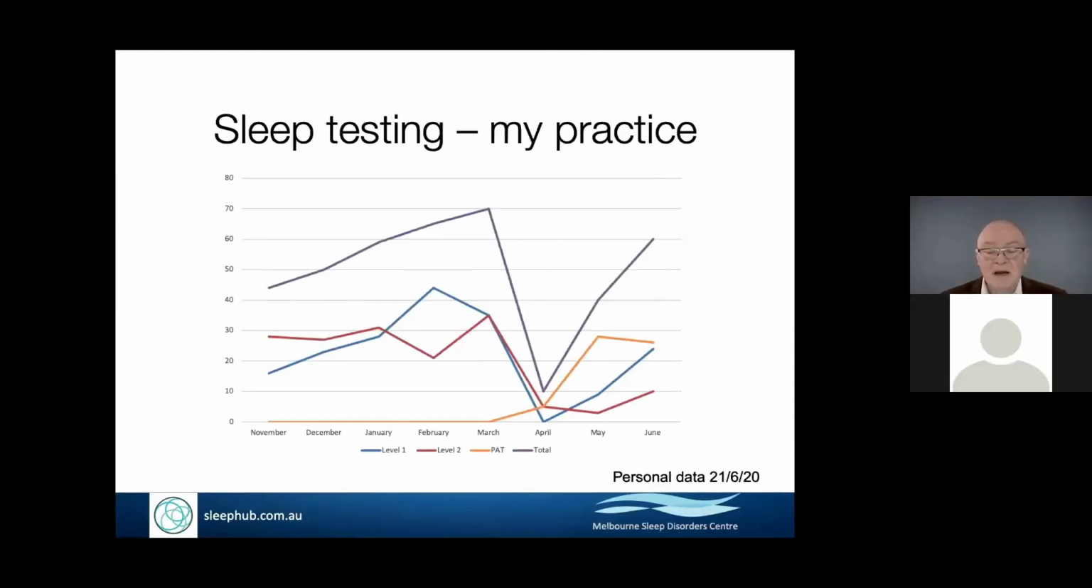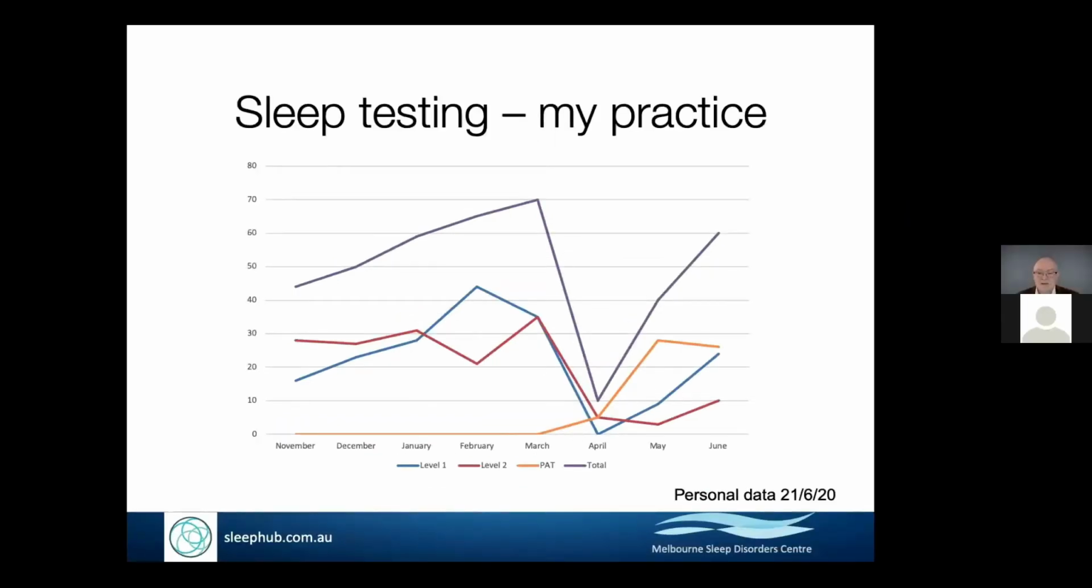So to give you an insight into what's happened as we've come out and have low community transmission, this is data from my own personal practice. Normally I run at around 60 to 70 total studies per month. That's the purple line. You can see in March I did 70 studies, comprised of about 35 home studies and about 35 laboratory-based studies. But with the cessation of testing at the end of March, I did almost no studies in April. And you can see the orange line picking up there.